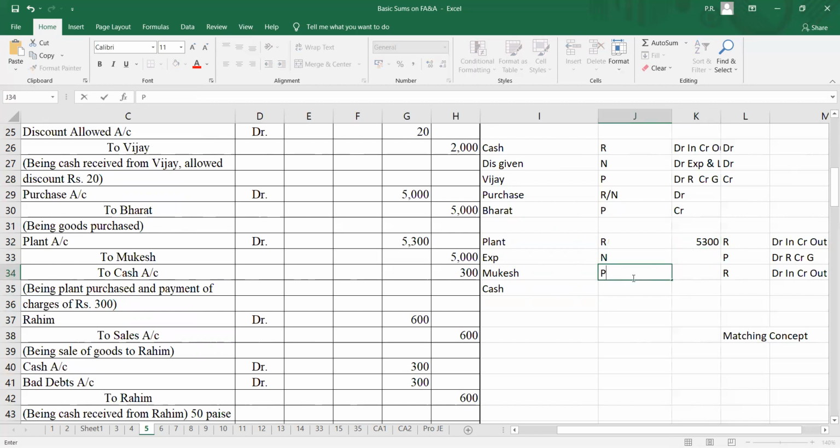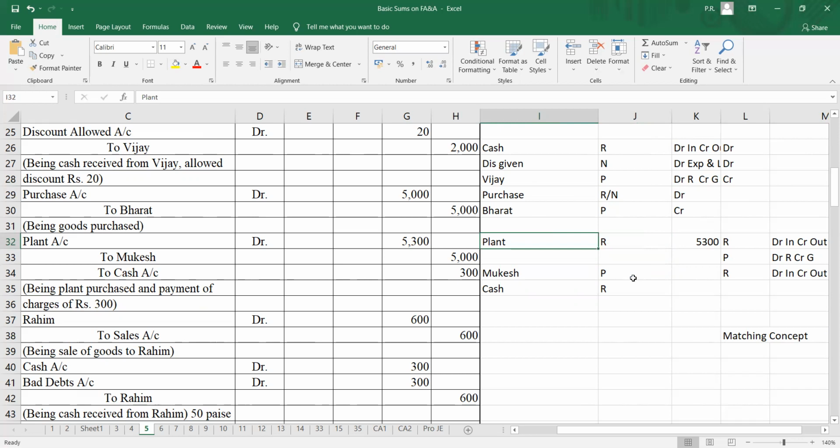Mukesh is a personal account and cash is a real account. Now, if these expenses were not the expenses that were going to help us for the long-term use of the asset, then I would have considered them as a separate entry. However, as I told you, these expenses are required. They are necessary for us to use the capital asset. Hence, we say that it is the initial cost of installation which gets added to the cost of plant. So even these expenses would be added to the cost of plant, and plant becomes a real account.